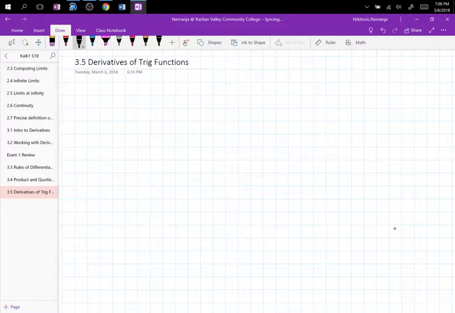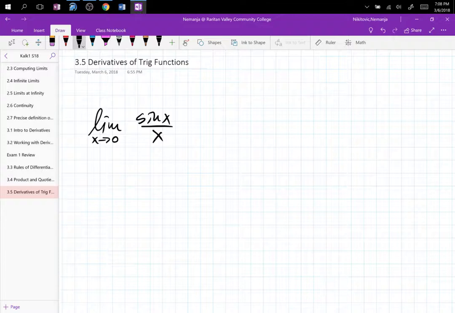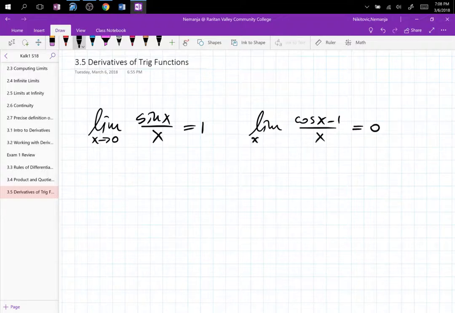Let me show you the limit first. Before we solve the derivative using the difference quotient and the limit, let's first define 2 limits which we can figure out later. The limit of sine x over x as x goes to 0 is equal to 1. And another one: the limit of cosine x minus 1 over x is equal to 0.